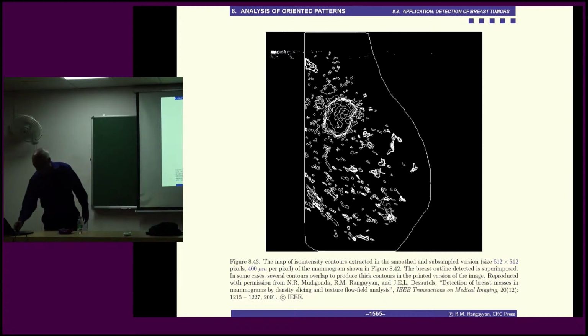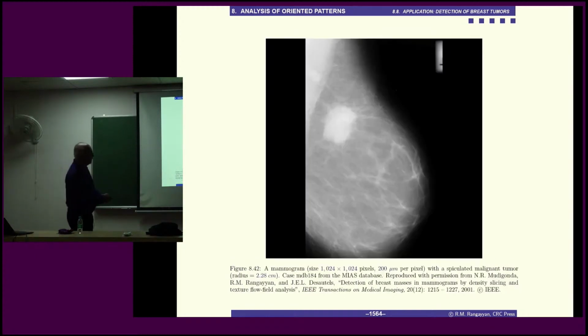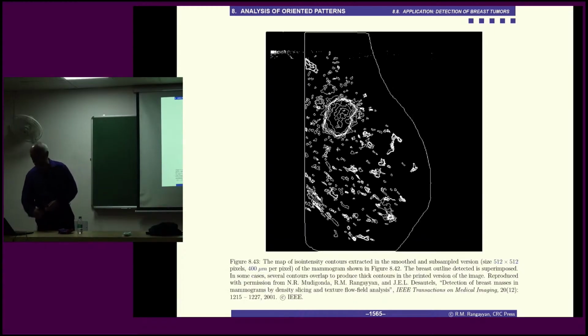But look at the original image, and those are fibroglandular tissue, and here they are intersecting or overlapping. When they overlap or intersect, we have regions of high density. So those were getting detected and passing some of these criteria. You don't have the family of contours for all of these, but some of them still passed.